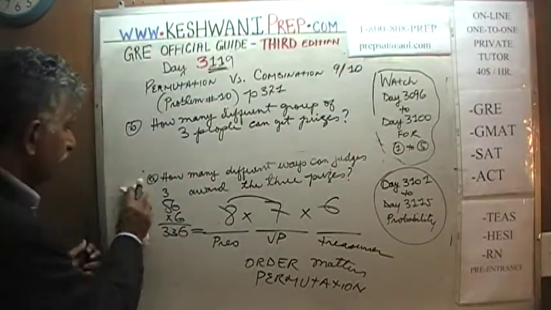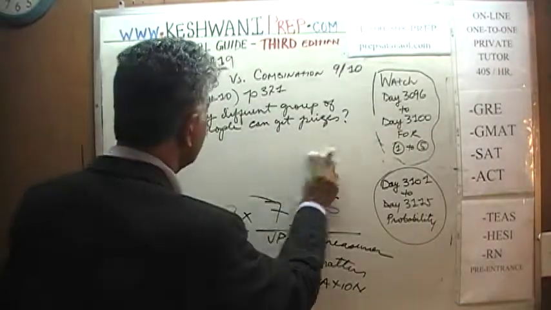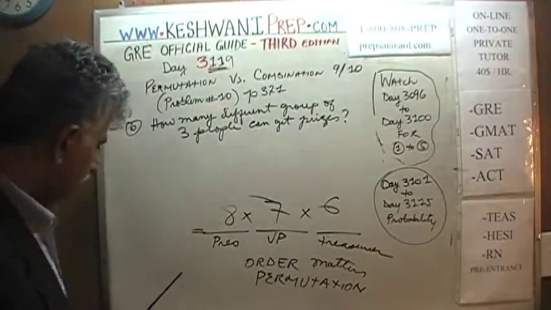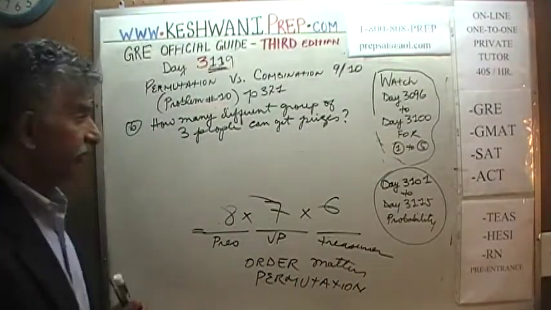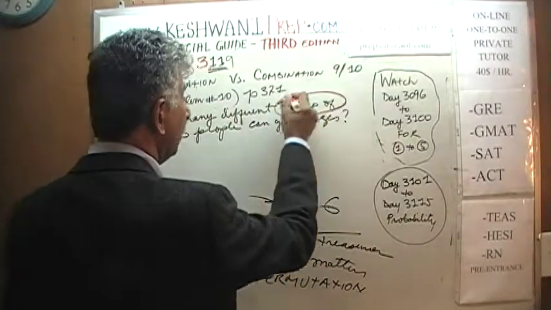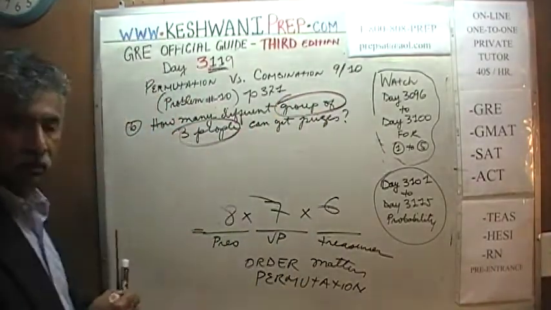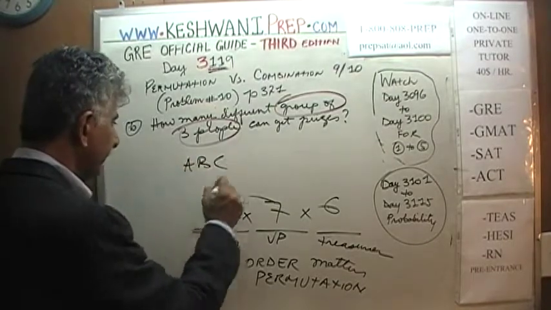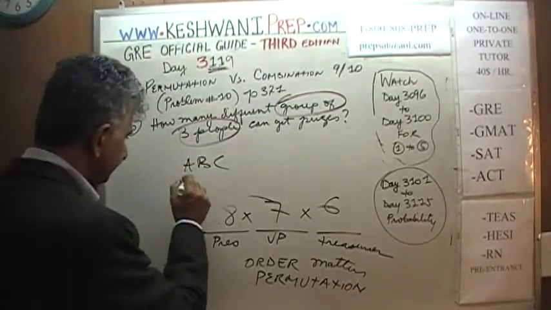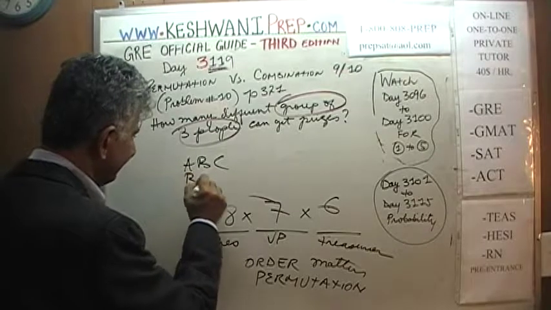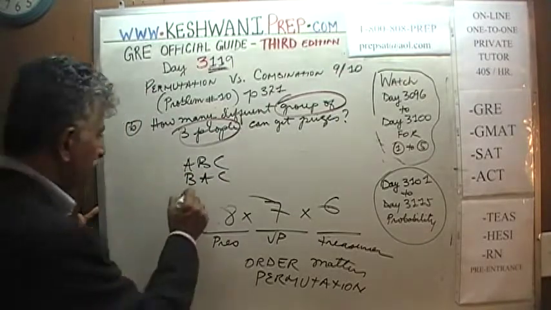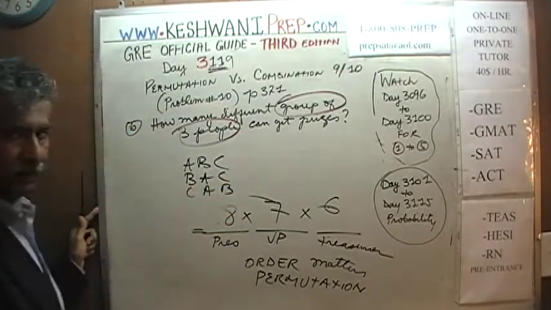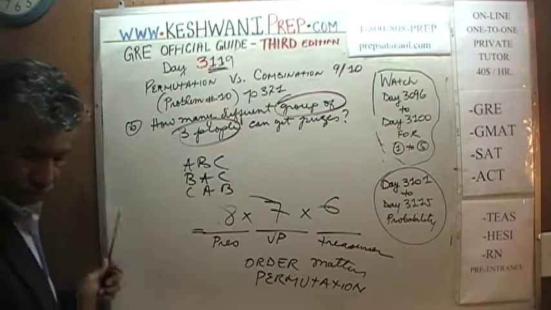Well, let's take a look at it, shall we? Here we're talking about a group of three people. Here's a group of three people, A, B, and C. That's a group of three people. How about B, A, C? That's another group. How about C, A, B? That's another group. Isn't it?